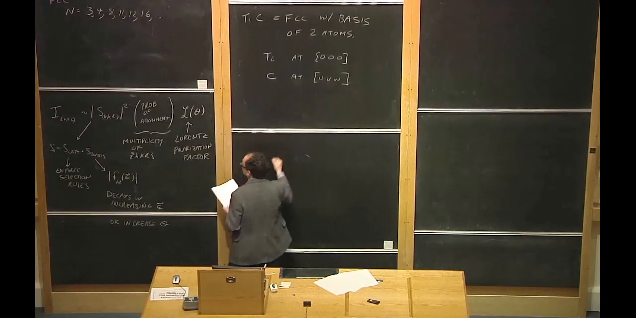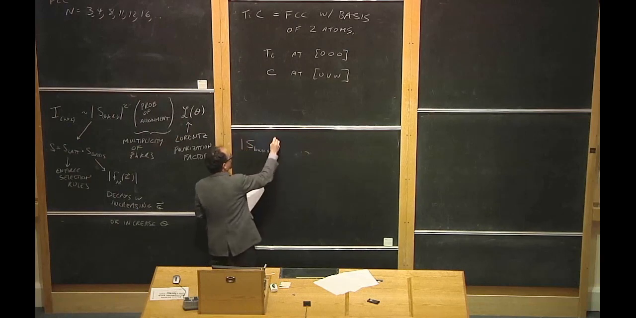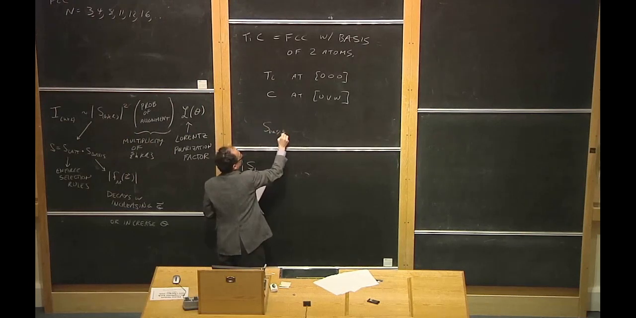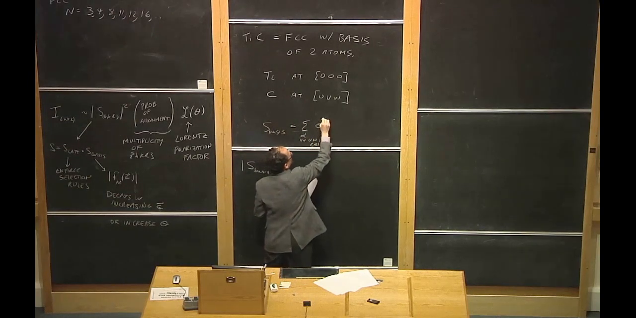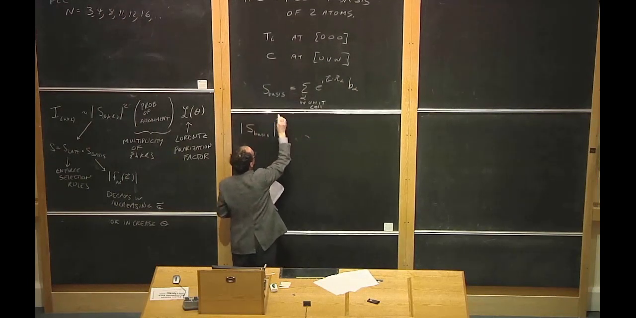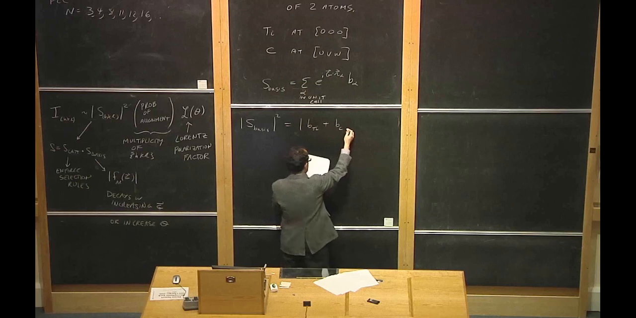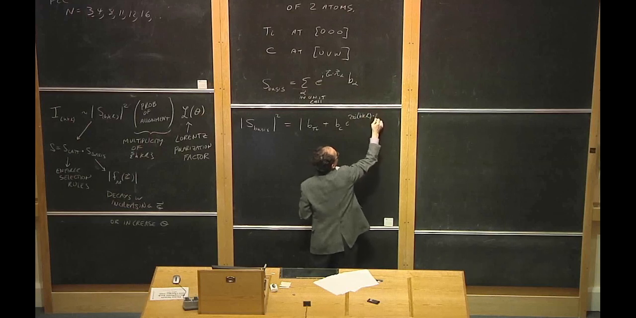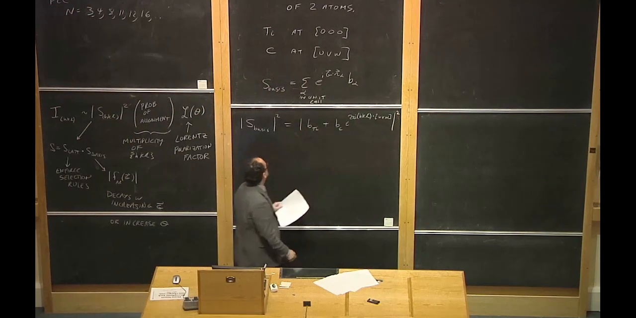Generally, the piece we're going to be interested in is the basis structure factor, which ends up getting squared. Maybe I'll write this out here first. S basis equals the sum over alpha in the unit cell of e to the i g dot r alpha times b alpha, for the two atoms in the unit cell. So S basis squared here will be b titanium plus b carbon, we'll write it as e to the 2 pi i hkl dotted into uvw. And then you take that thing and you square it, and that will give you the basis structure factor.